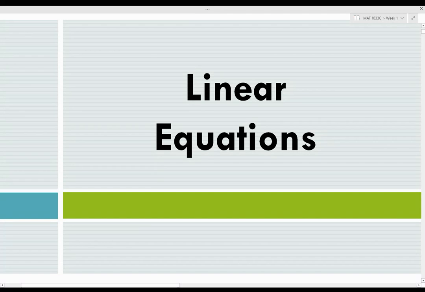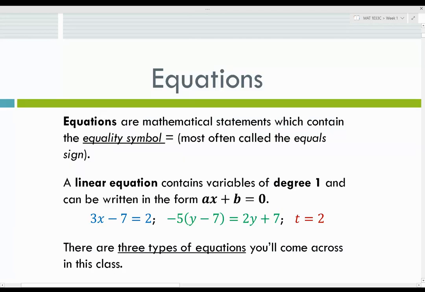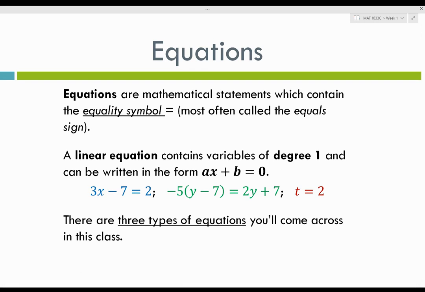All right. So, the first thing that we want to do is make sure that we understand what an equation is. An equation is a mathematical statement which contains the equality symbol, or what we like to call an equal sign. A linear equation is a specific type of equation, and it's an equation that contains variables of degree 1 and can be written in the form ax plus b equals 0.